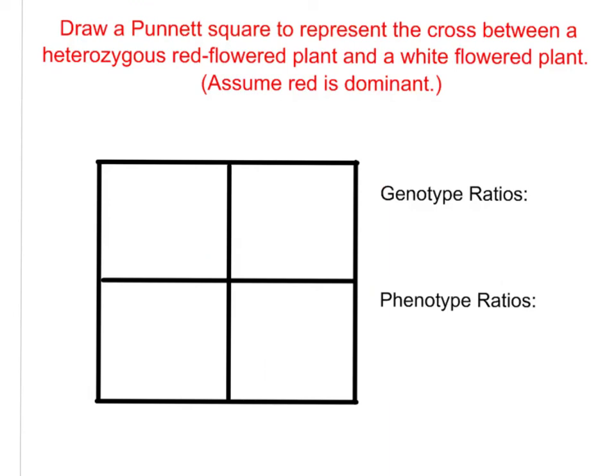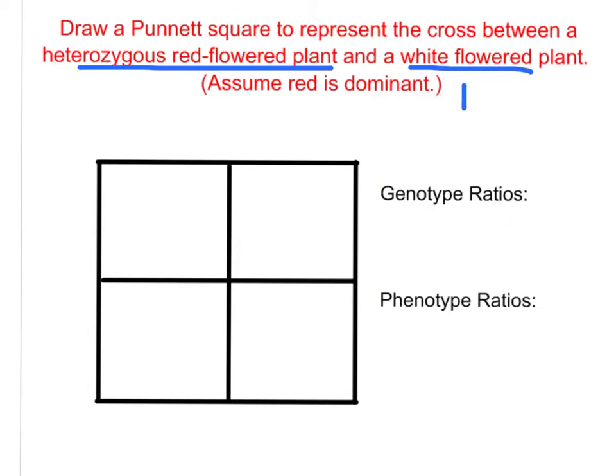And here's another practice problem for you. So after I read it, go ahead and pause the video, see if you can set this up on your own. And then I'll walk you through the answer. So draw a Punnett square now to represent the cross between a heterozygous red-flowered plant and a white-flowered plant. Those are the two separate parents here. Heterozygous red-flowered and then a white-flowered plant. And we are to assume that red is dominant.